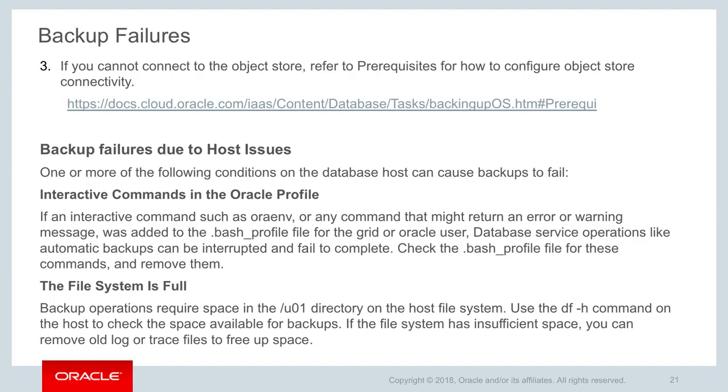On the Oracle Cloud Infrastructure database systems, backup operations require space in the /u01 directory. As a database administrator, you need to ensure that there is sufficient space on that folder at any given time so that the backups can run properly, and also make sure that the database doesn't hang because the archive log destination is full.